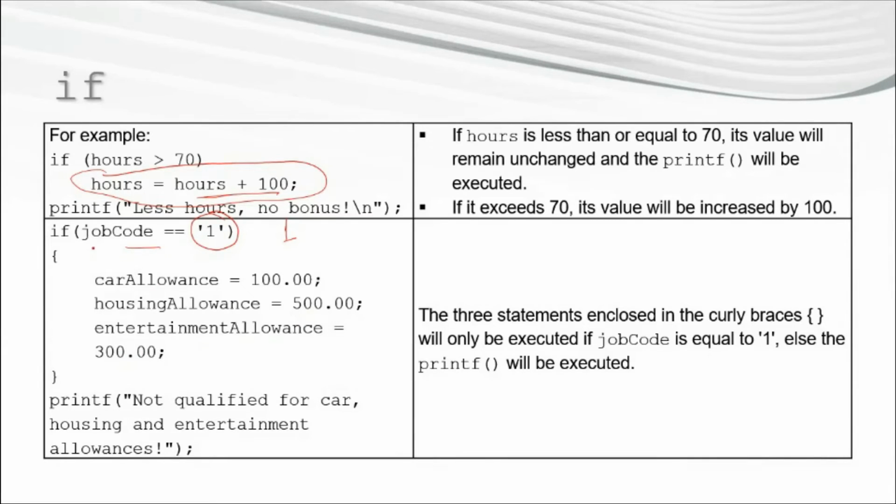So if this is true, these values will be assigned, and in both cases this will be printed: printf not qualified for car, housing, and entertainment allowances. This will be printed in both cases, whether the job code is character 1 or not, whatever be the condition. So that is the condition with the if. If a particular condition is satisfied, a set of codes will be executed. Otherwise, it goes to the next line of code. So that is about if.